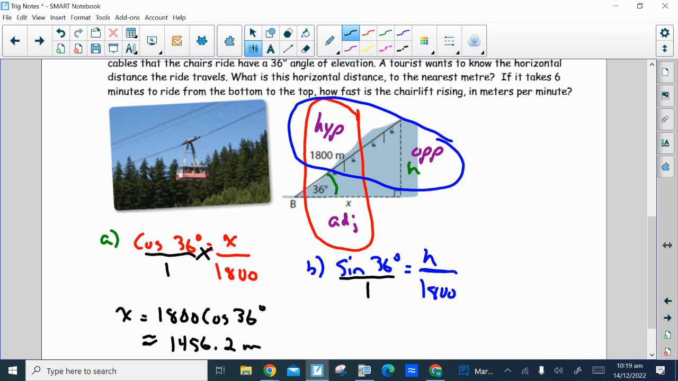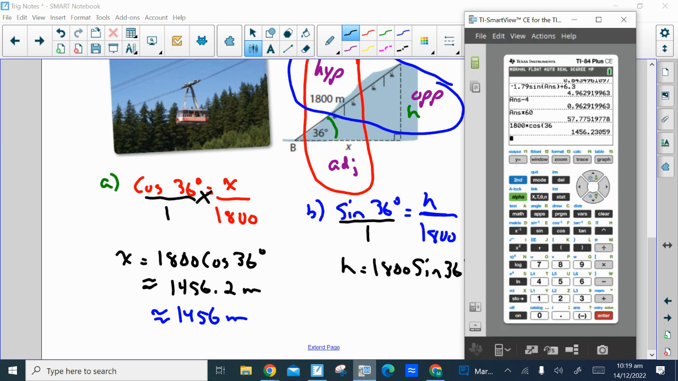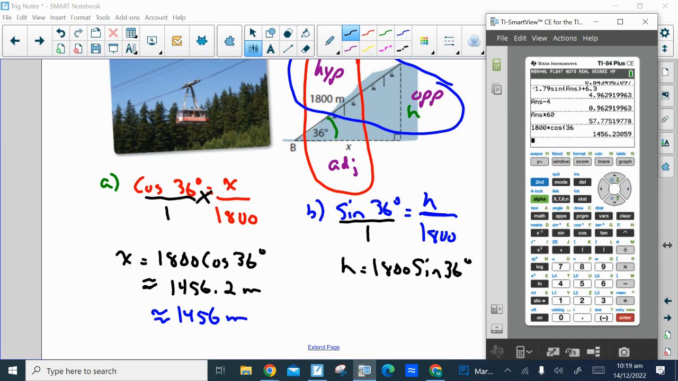So the sine of the angle of 36 degrees equals h over 1800, because sine is opposite over hypotenuse. Make both sides a fraction, cross multiply, and h will equal 1800 times the sine of 36. In the last part we did 1800 times the cosine of 36. This time we're using sine, so it's going to give us a different answer because we're using a different trig ratio.